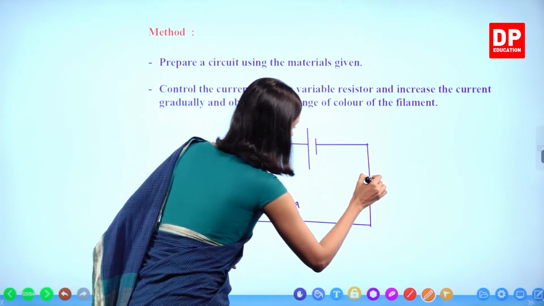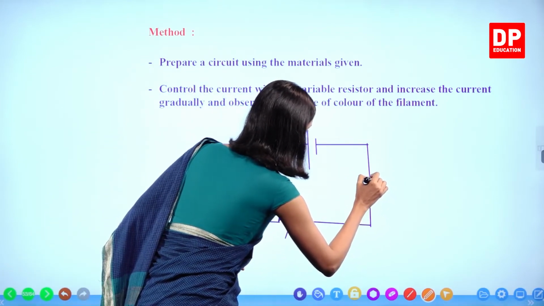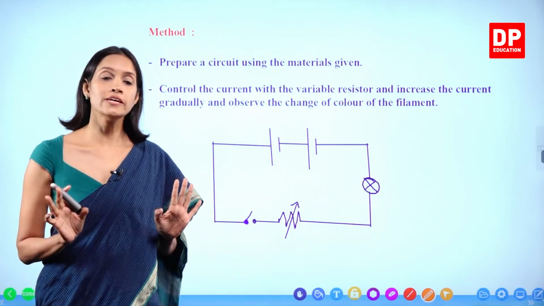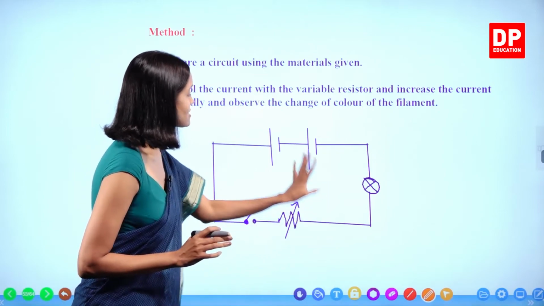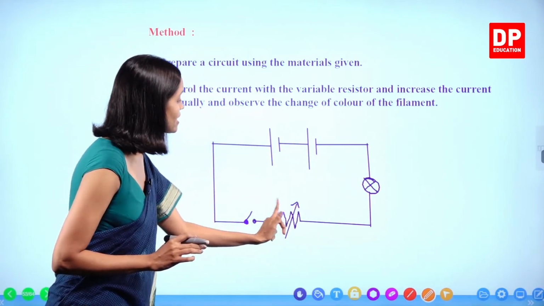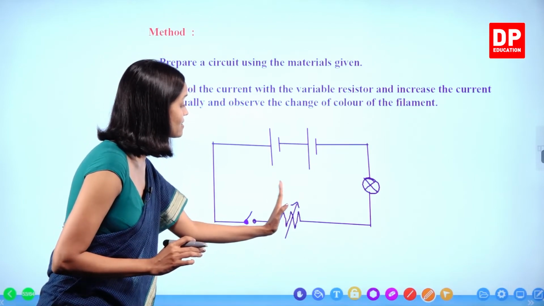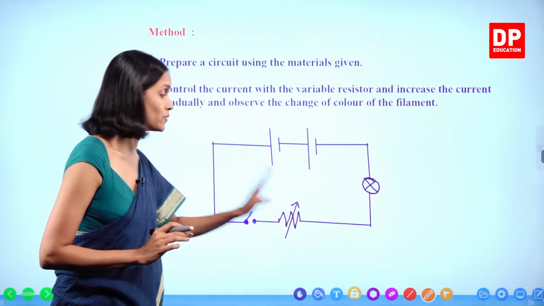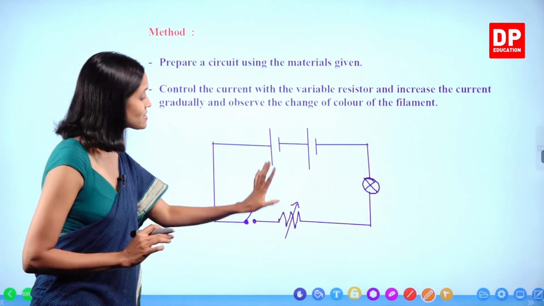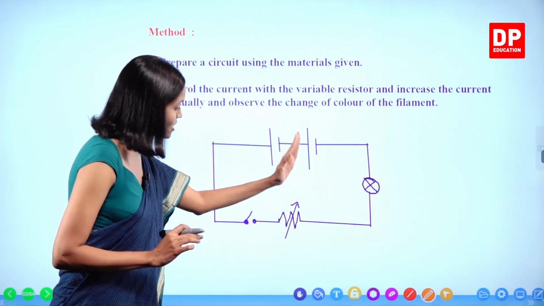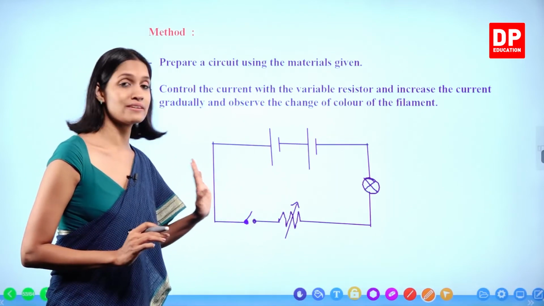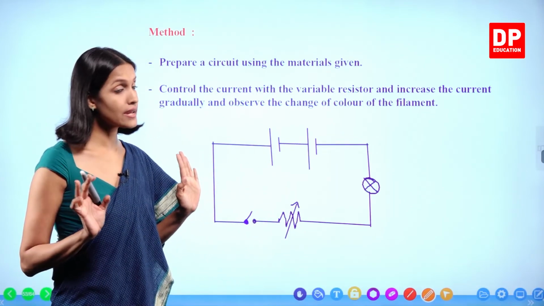And here the bulb. Symbol of the bulb is like this. Okay, so this is how we make the circuit with 2 dry cells and a filament bulb, variable resistor. This indicates that the resistance can be changed. The same symbol we use to draw the permanent resistor, we can draw an arrow across the resistor like this, and this is the symbol of the variable resistor, and a switch, right?